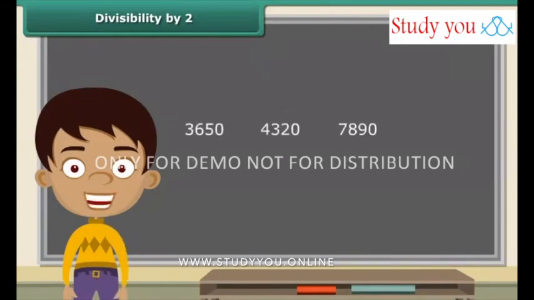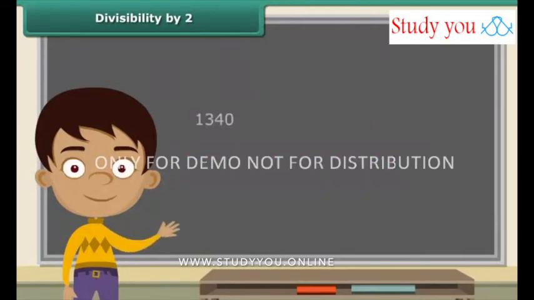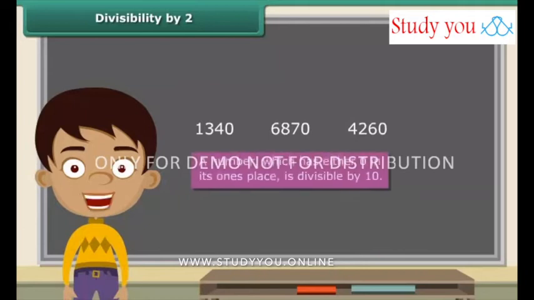Any number that ends with a 0 is a multiple of 10. Therefore, it is divisible by 10. Therefore, any number that contains 0 or 5 in its ones place is divisible by 5. And any number that contains 0 in its ones place is divisible by 10.